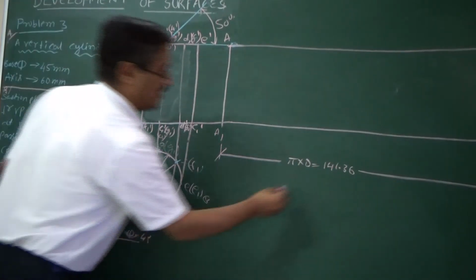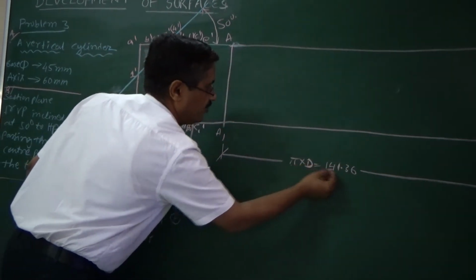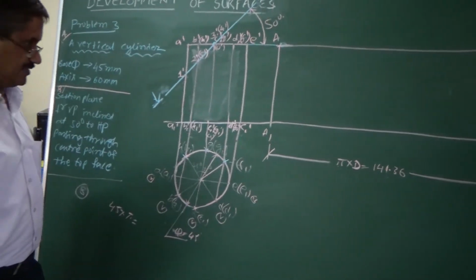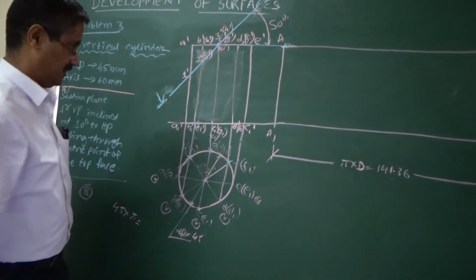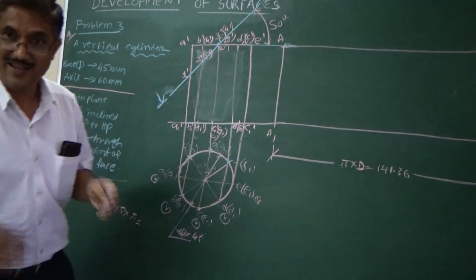Okay. So how do we get this? I have already told you the diameter is 40. Pi into d you will do, and you will get this. You take that as the total length and complete this. So now you have to divide this into equal parts.